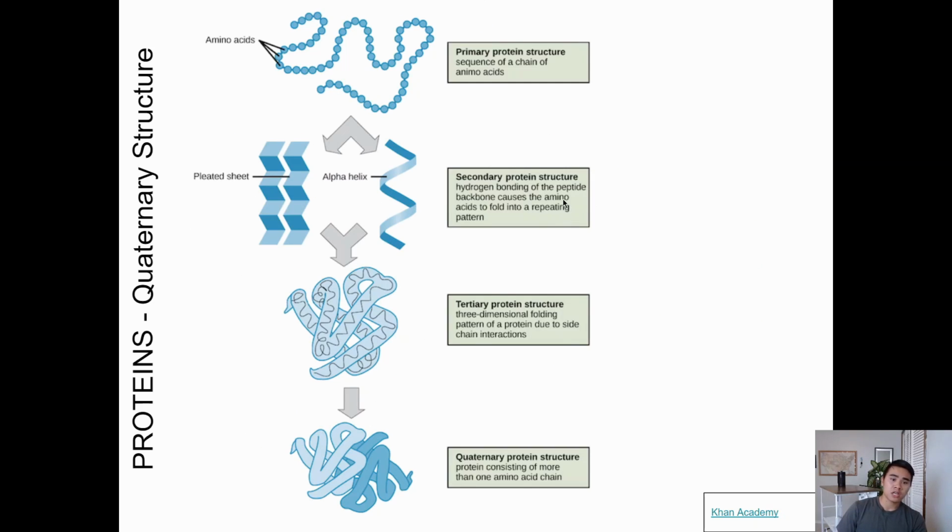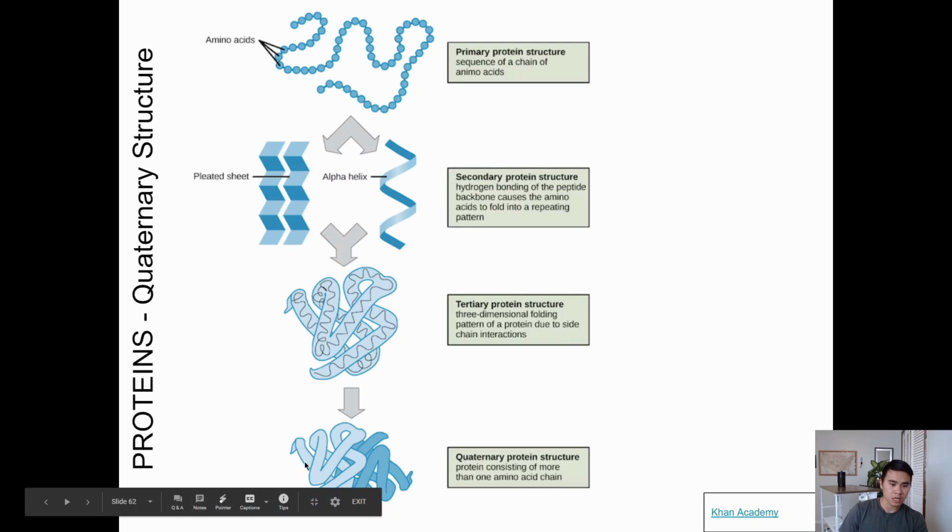And here's a deeper dive into it. You have a primary one, a single chain. Now you have secondary. It could be pleated, could be alpha helix. And then now they're folding with each other. And then boom, now you have another one come in, and now they're interacting. See the two different colors? Now they're interacting and creating more complex structures.